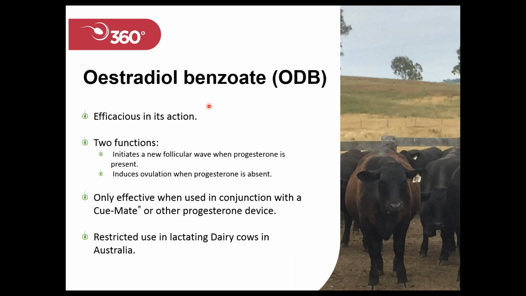An alternative to the use of GnRH is estradiol benzoate. Estradiol benzoate is a very efficacious product. It has two functions in that it initiates a new follicular wave when progesterone is present. So if you use estradiol and progesterone together, you create a new follicular wave. However, when progesterone isn't circulating, it induces ovulation. Now, estradiol benzoate is only effective when used in conjunction with a Q-mate device or other progesterone devices.